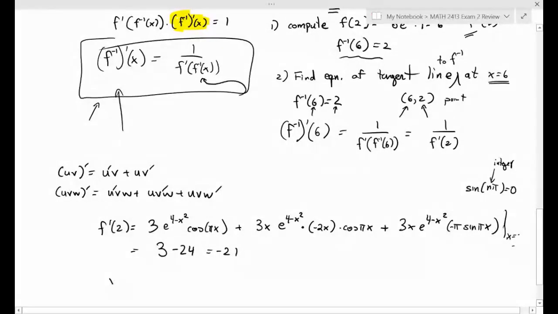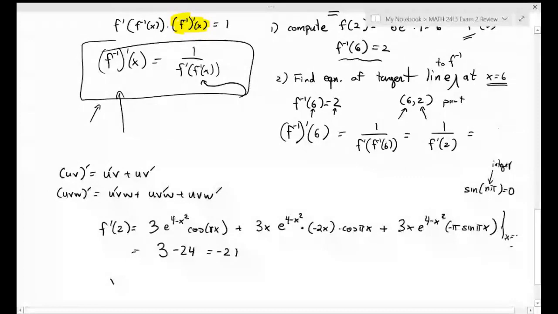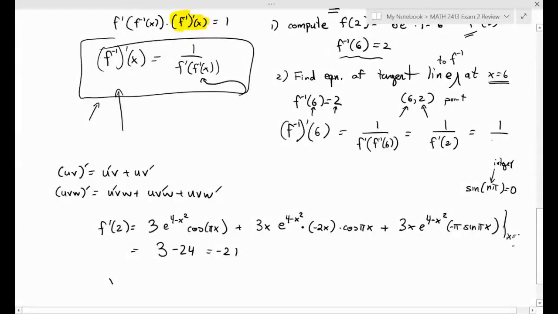All right, so then there we go. f prime at 2 is negative 21. So f inverse prime at 6 is the reciprocal of that. So what are they really saying, by the way, in this theorem? That the slope of the original function is exactly the reciprocal of the slope of the inverse function. Nothing too mysterious.